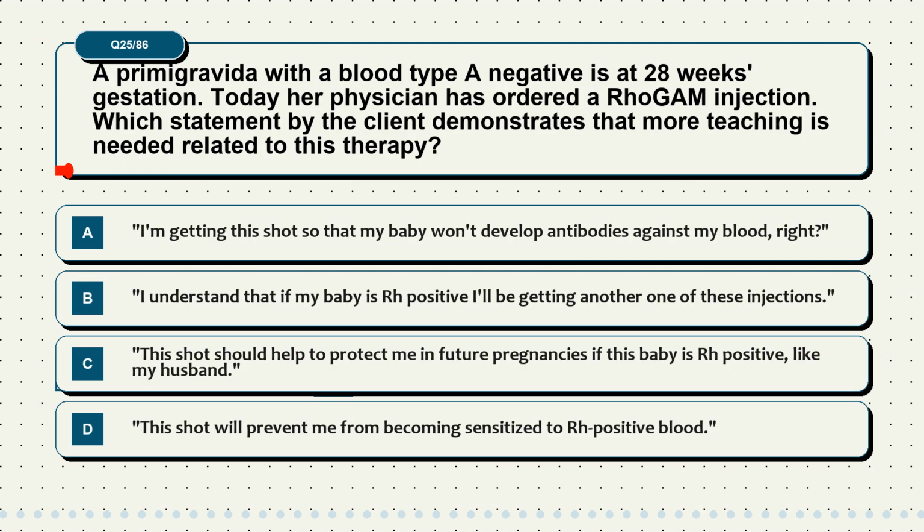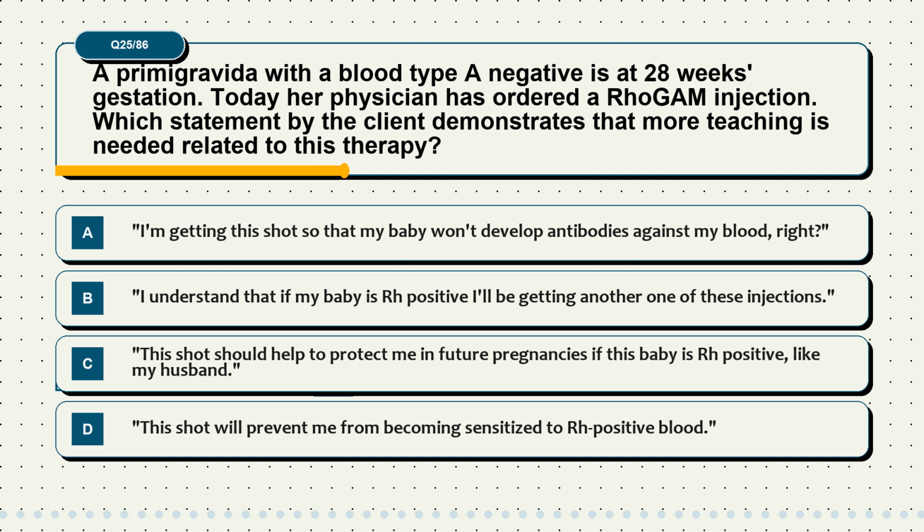Question 25. A primigravida with a blood type A negative is at 28 weeks gestation. Today her physician has ordered a RhoGAM injection. Which statement by the client demonstrates that more teaching is needed related to this therapy?